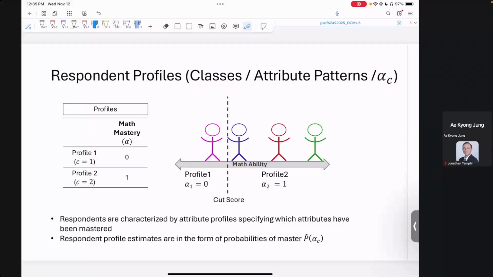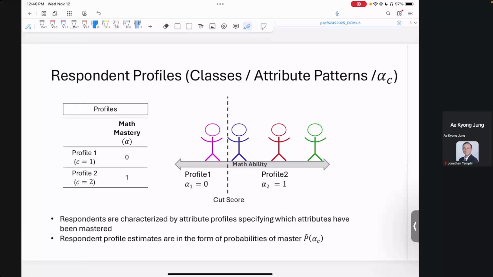So as we have a single latent trait, it can be 0 or 1, because I said the latent traits are discrete in DCM. So one profile or one class, where they have not mastered the math, will be 0. And the profile or class 2, which has mastered the math, will be 1 here. So 0 or 1 is the only value that we can get from the DCM.